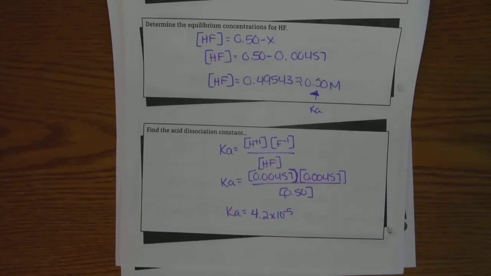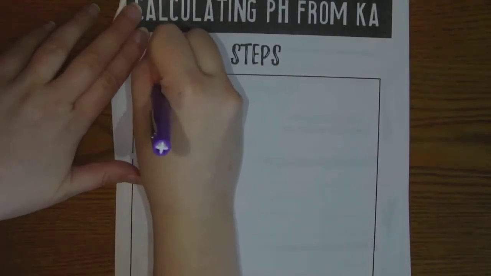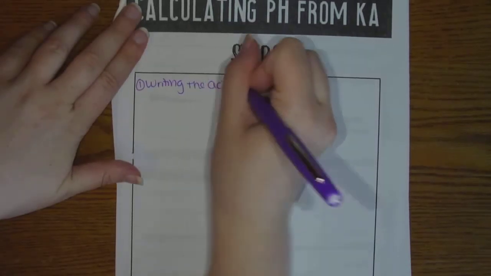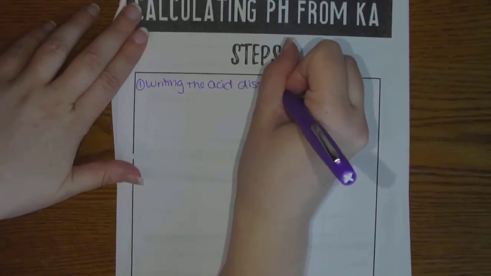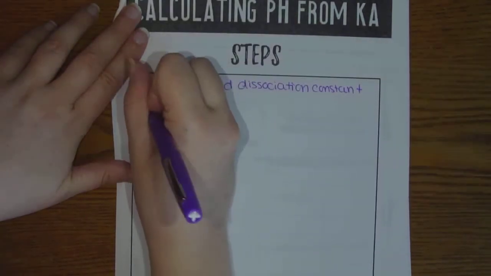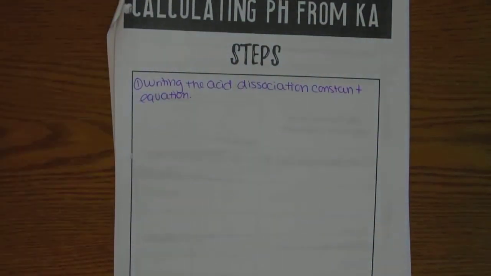But what if we're given the acid dissociation constant and instead told, hey, let's find the pH? So how do I do that? Well, first step, what do you think that's going to be? It's going to be the same thing that we've done over and over again. We're going to first start by writing the acid dissociation constant equation. Okay.